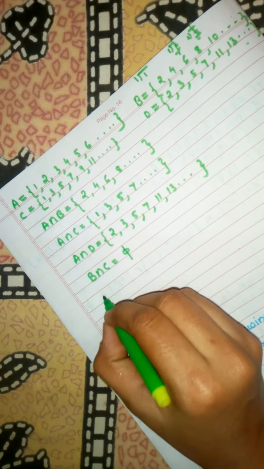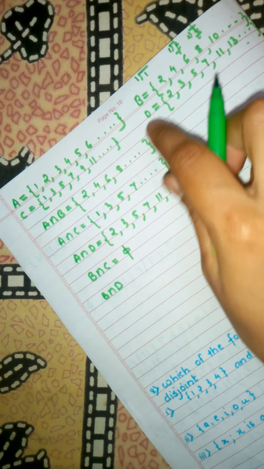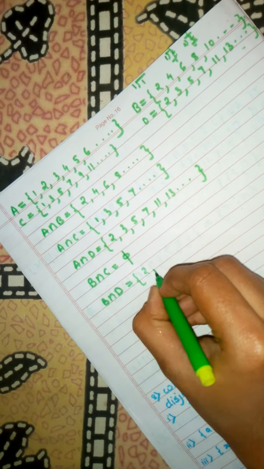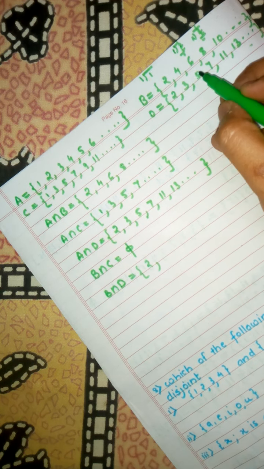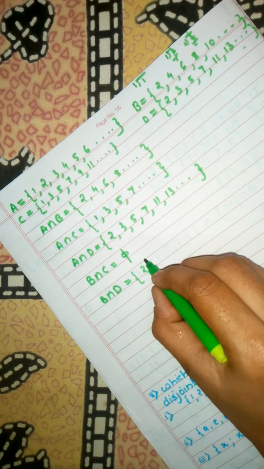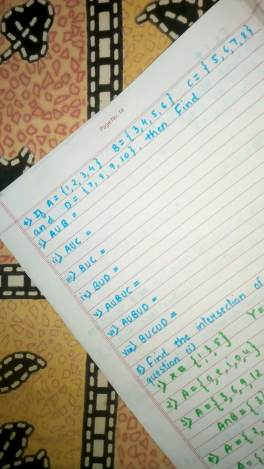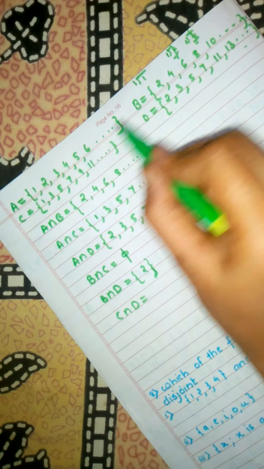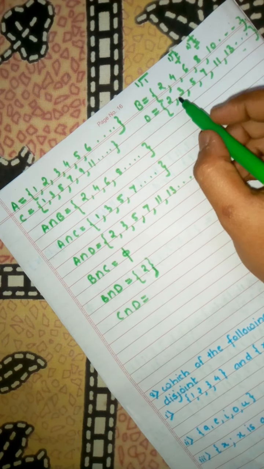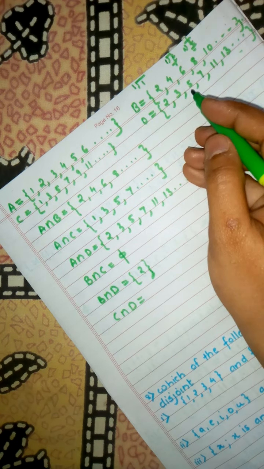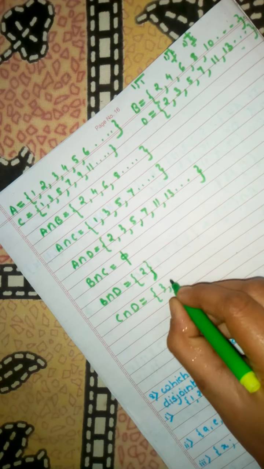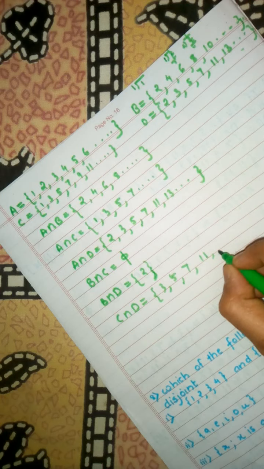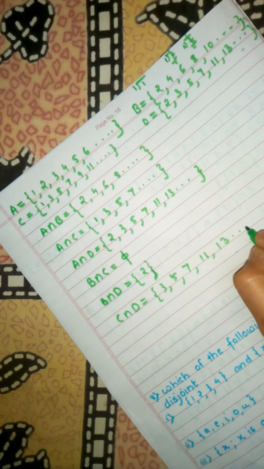Now next is B intersection D. Here 2 we will get common, then 3 is not there, 5 is also not there, 7 is also not there. So the only common element in B intersection D is 2. Now the last one is C intersection D. When we take C with D in common, 1 is not there, 2 is also not there, 3 will be there, 5 will be there, 7 will be there, then 11, 13 and so on.